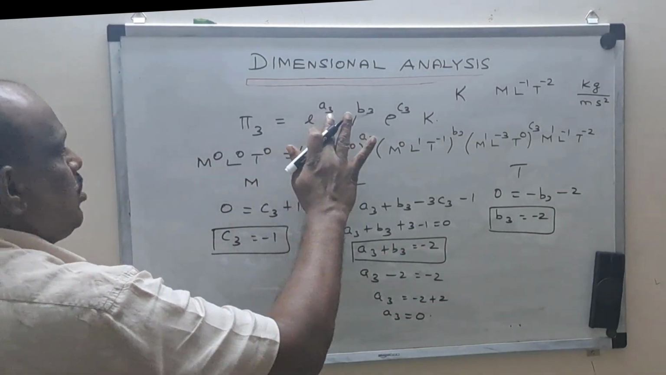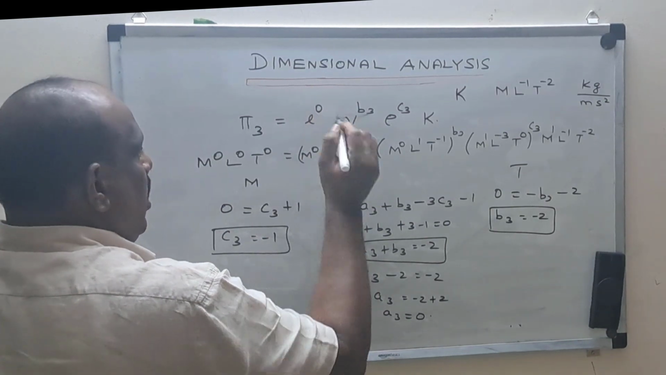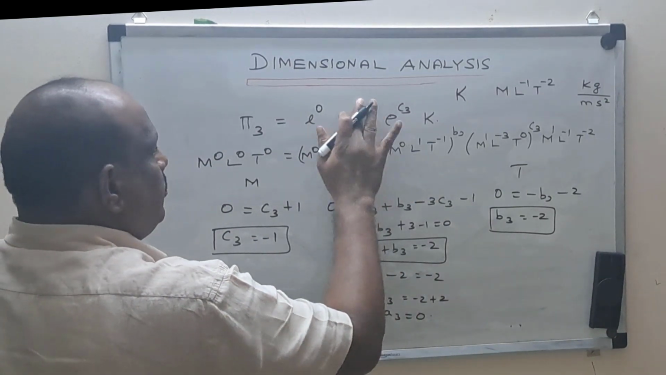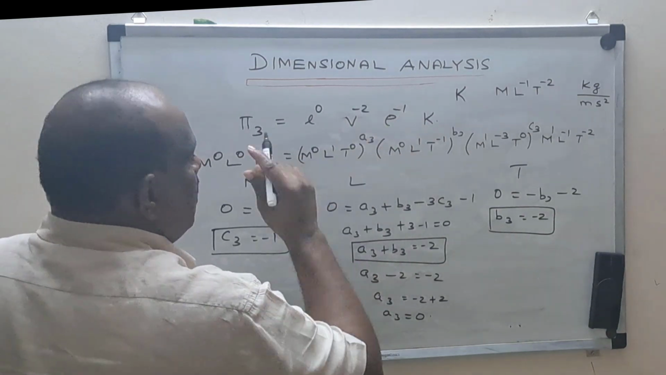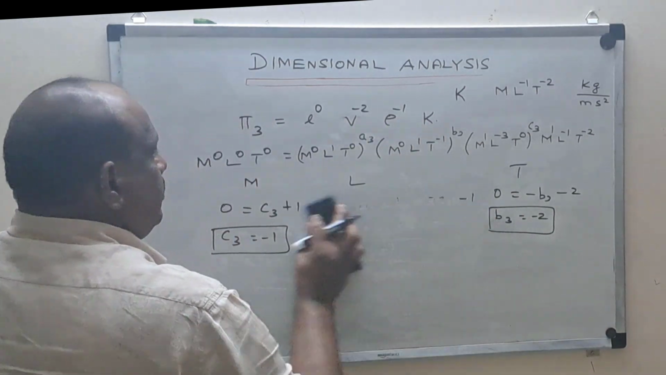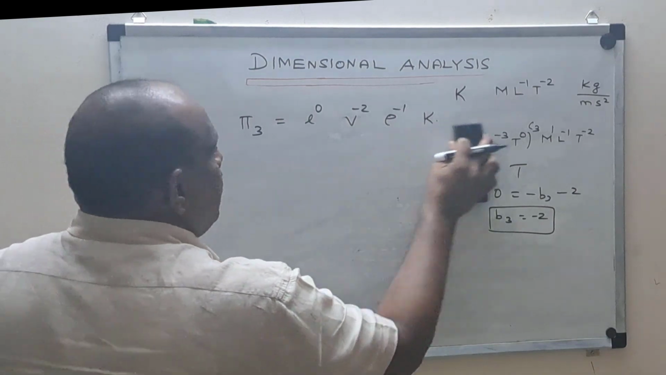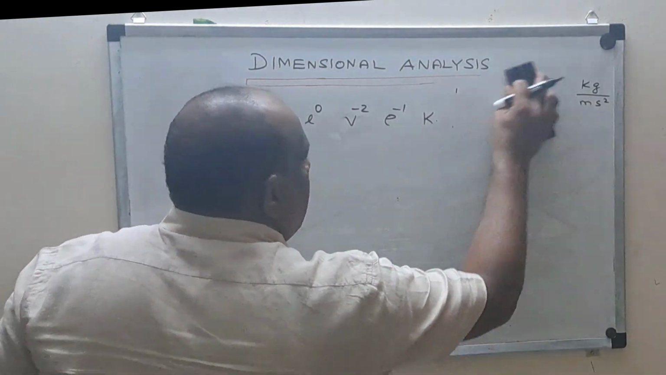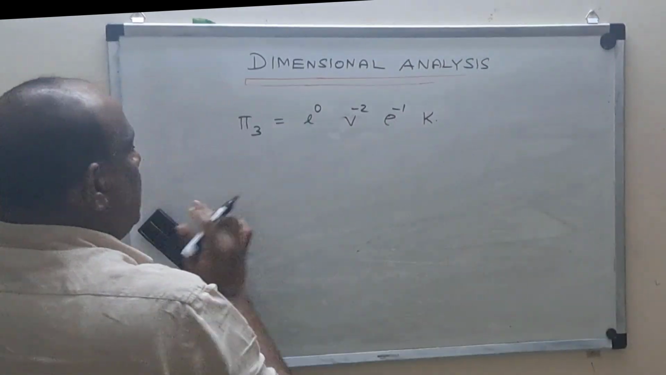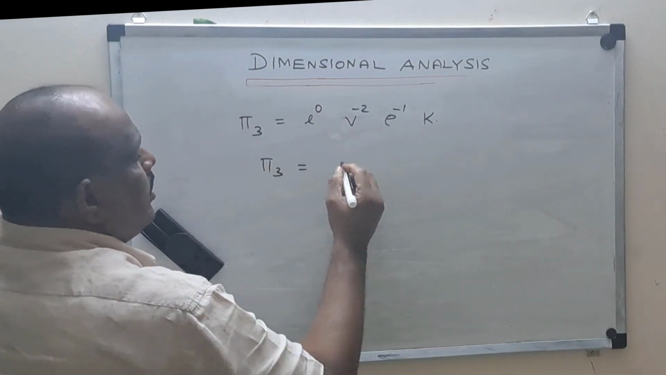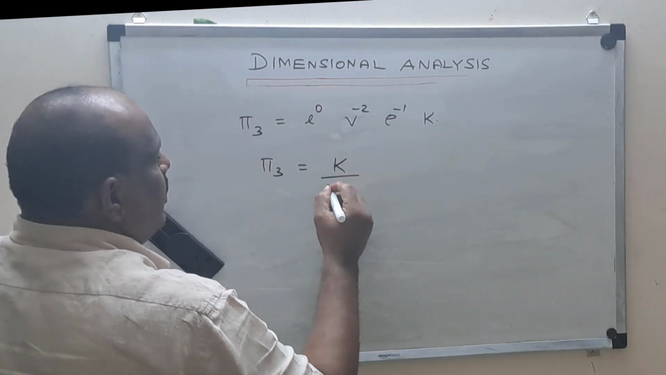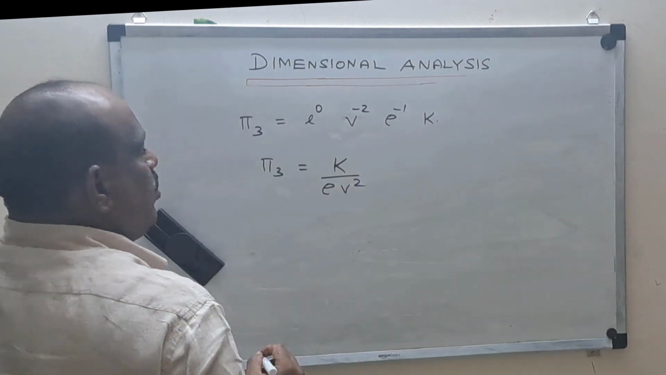So simply I will substitute here A3 as 0, B3 as minus 2 and C3 as minus 1. That's it. So this is nothing but my pi 3 term. So what is now the pi 3 term? Anything to the power 0 is 1. So it's K by rho V squared.